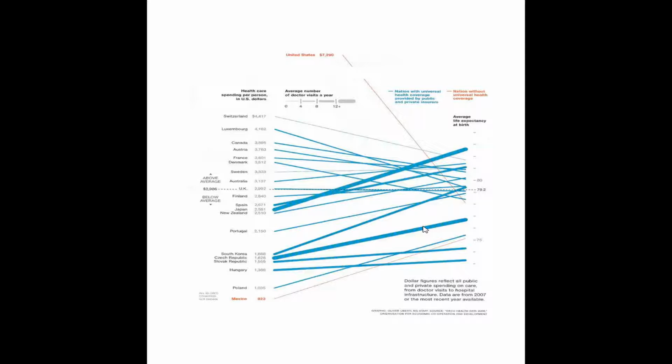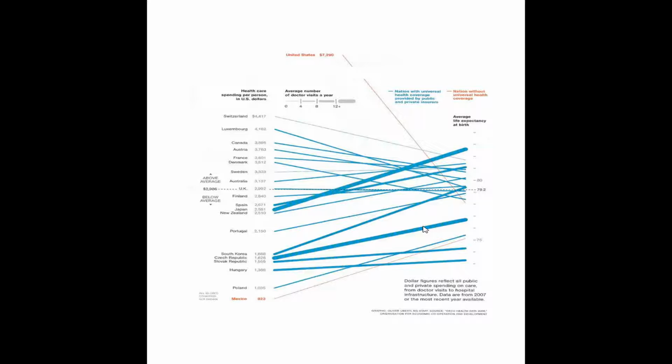The right vertical axis shows the average life expectancy, where you can see the United States people pay a lot, but the average life expectancy is about 78 years old, compared to other countries who pay less, like Japan, which pays 2,581, and the average life expectancy is almost 82 and a half years. Also, the thickness of the blue line shows the average number of doctor visits a year. As you can see, we have 4 thicknesses that count the numbers 4, 8, and 12 plus.